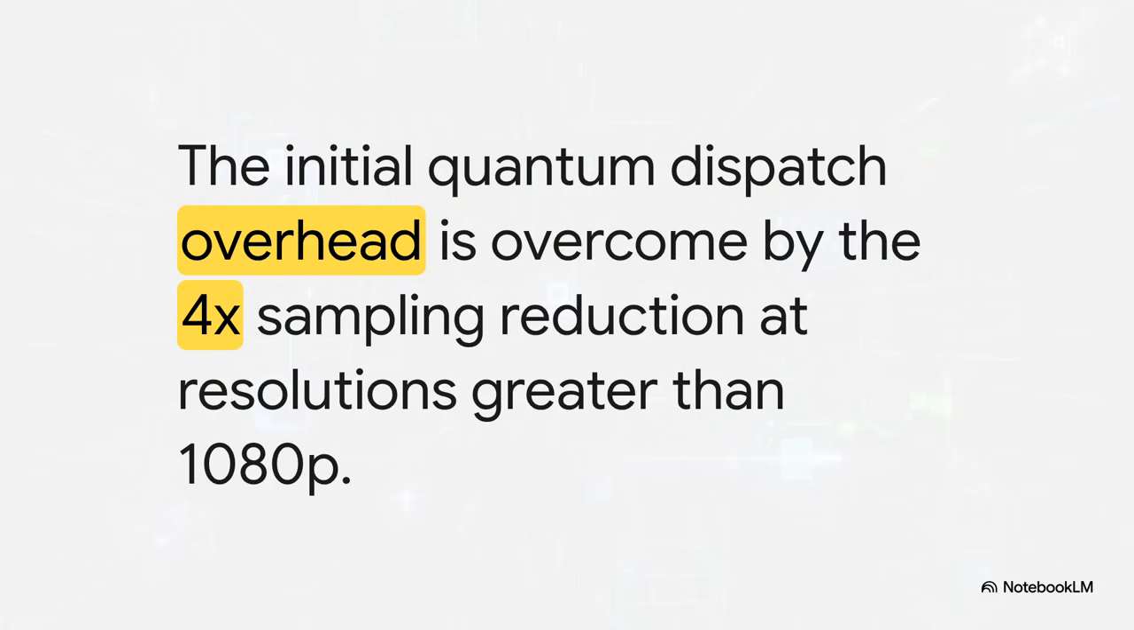Now, there is a small cost, a bit of overhead, just to launch the quantum kernel, but this analysis shows something fascinating. As you increase the screen resolution, those massive savings we get from the 4x sample reduction start to completely overwhelm that initial dispatch cost. Once you get past 1080p, the quantum method actually becomes the faster option overall.